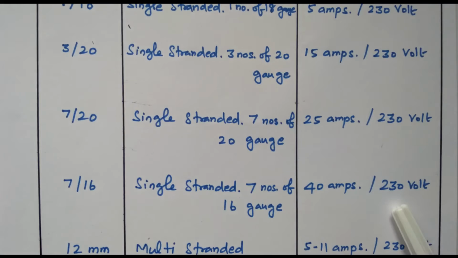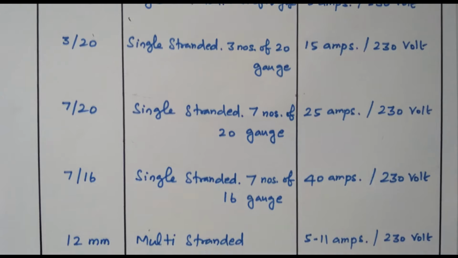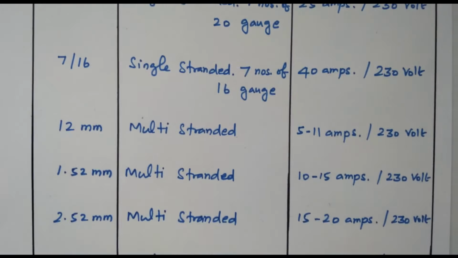Then we'll go to the next type. So far what we discussed are all single stranded. The numbers are available and the capacity is also given. Now we'll go to the remaining types.